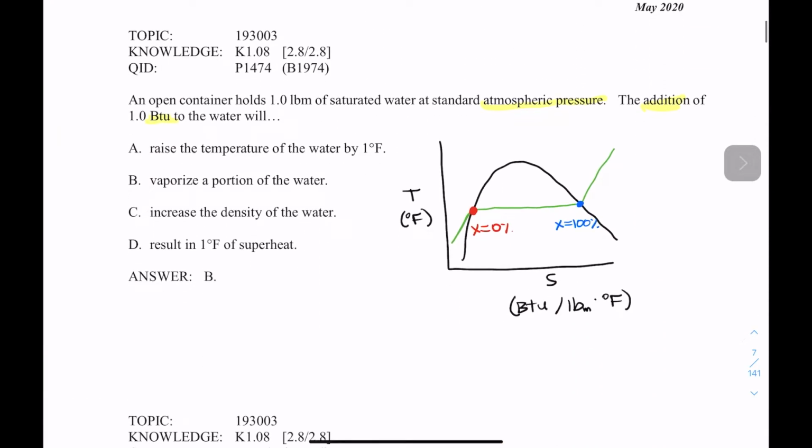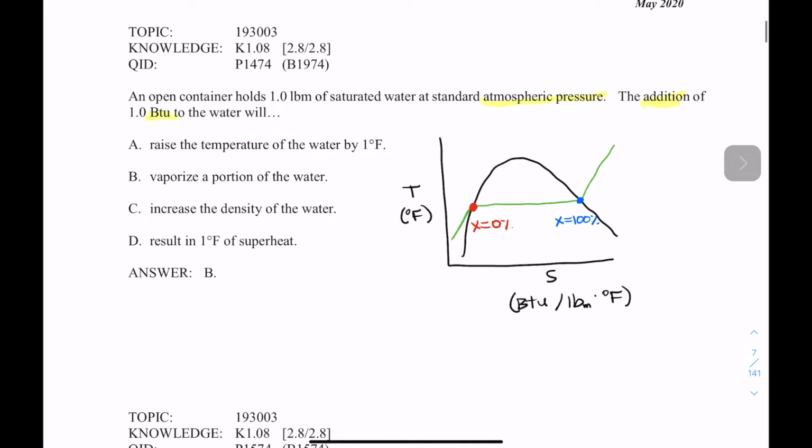Okay, the next one is P1474. This one says, an open container holds 1 pound of saturated water at standard atmospheric pressure. The addition of 1 BTU to the water, so what's going to happen? You have a container of saturated water. So where am I? I'm here, I'm saturated water, right?